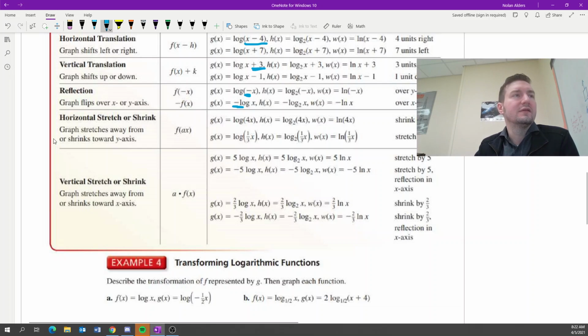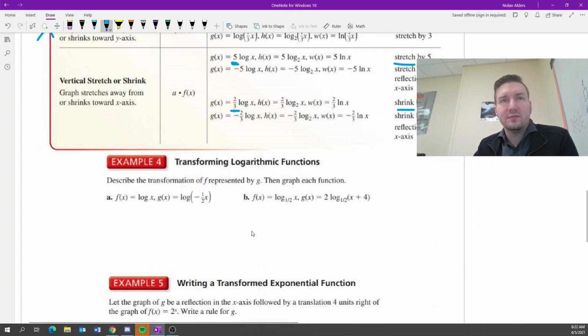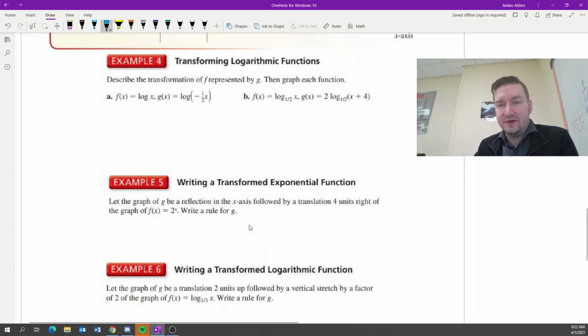Stretches and shrinks, again, we're going to skip horizontal for now. For vertical, notice that we have numbers out front, multiplying. If the number is bigger than 1, remember it's a stretch. And if it's between 0 and 1, like a fraction or a decimal, then it's a shrink. All right, so let's jump right in and look at a few examples of this because I think y'all get the main idea there.